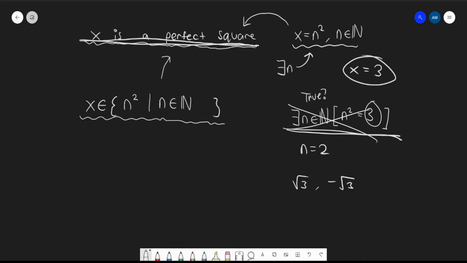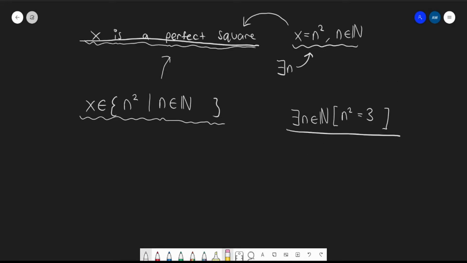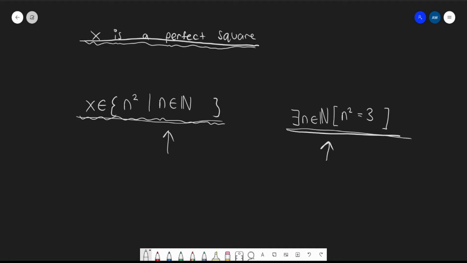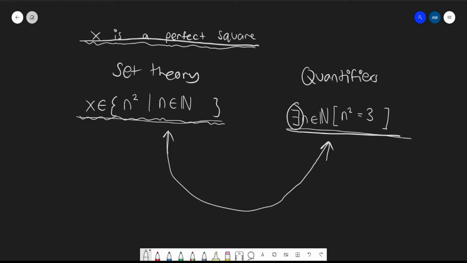And x is, well, it's not a perfect square because it doesn't satisfy this condition here. The implication here is that this statement and this statement are equivalent to one another because they communicate the same idea, that x is a perfect square. The fact that x is a perfect square precisely depends on these logical statements to be true. And the equivalence between these two statements is important because one of them involves set theory and the other one involves, well, quantifiers. And this equivalence acts as a bridge between set theory and quantifiers. So it is pretty important and we will see it a lot in the future.